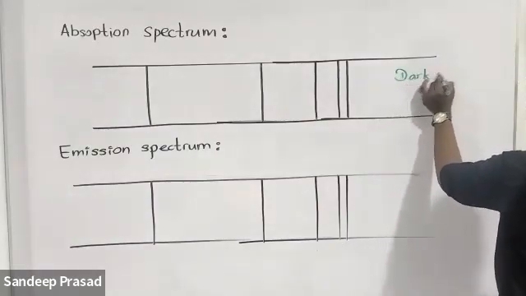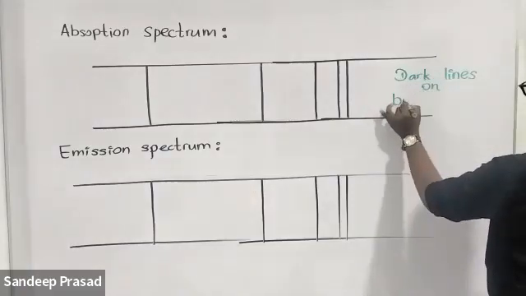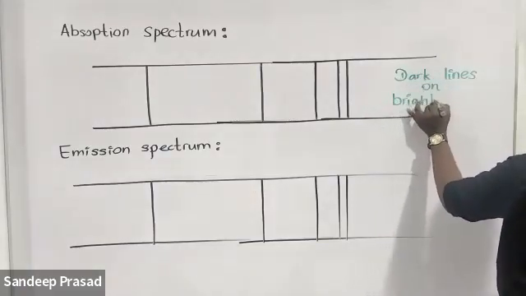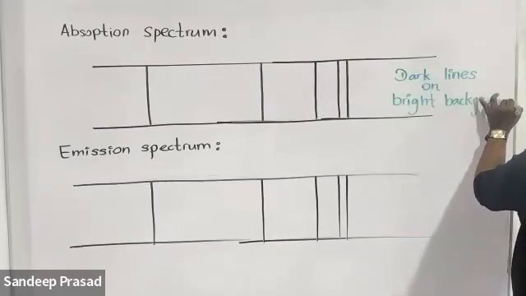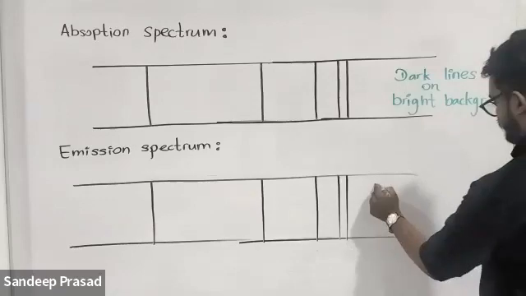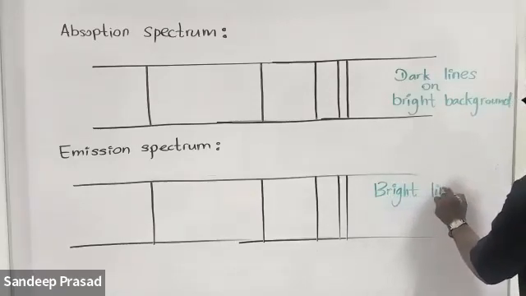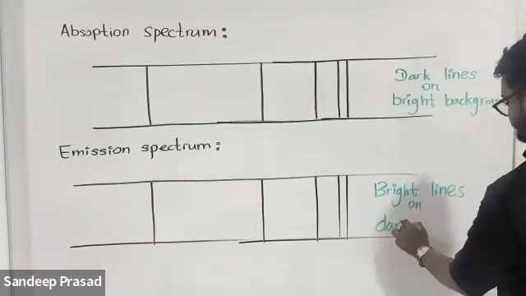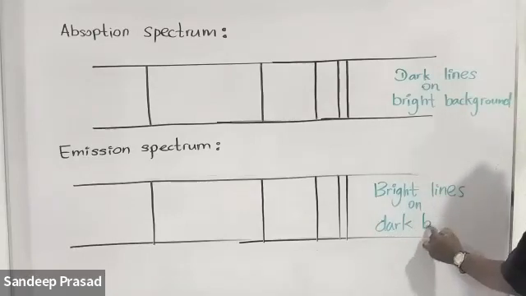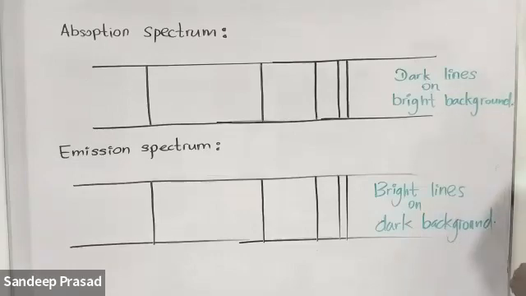Dark lines on a bright background. Bright lines on a dark background, isn't it? So this is the emission spectrum and the absorption spectrum.